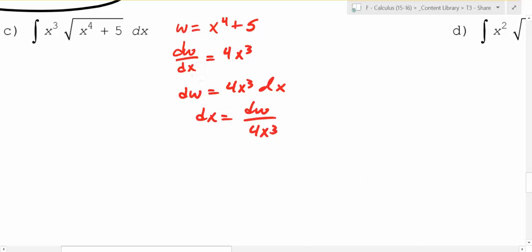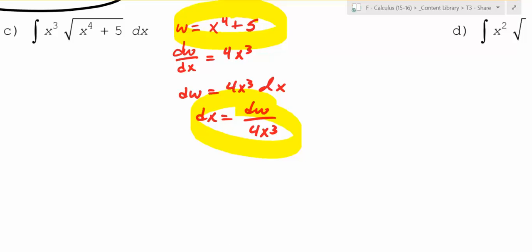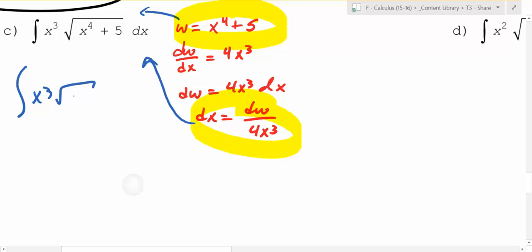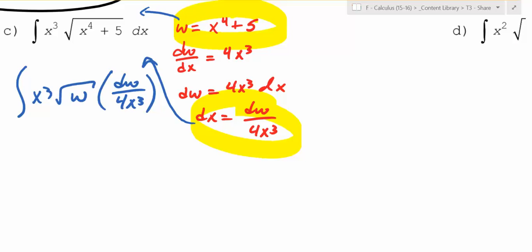Once you get this, you need to substitute both things. Those are the two things you need to substitute. So when you make the substitution on these, you're taking these things and throwing them up here. You end up with the integral of x cubed times the square root of w times dw over 4x cubed. What is the very magical thing that cancels right now? This is great. The x cubed. If that x cubed didn't cancel, you can't go anywhere. So the x cubes cancel, and that's awesome.